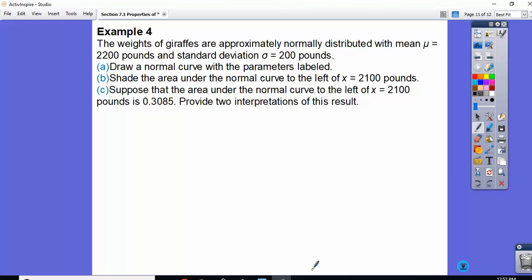The weight of giraffes are approximately normally distributed with a mean equal to 2,200 pounds and a standard deviation of 200 pounds. Draw a normal curve with the parameters labeled. So part A, you are drawing this nice symmetric curve, single peak about the same distance on both sides. Where does this peak occur? And that is what? Which is what in this problem?